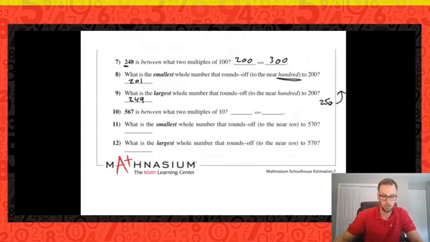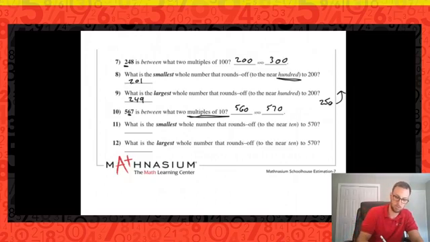Good job. All right, so number 10, 567 is between which two multiples of 10? So we're looking at tens place. Multiples of 10. Very good, between 560 and 570. And the smallest whole number that rounds off to 570. Yep, good job. 571 will be the smallest number that would round off to 570.